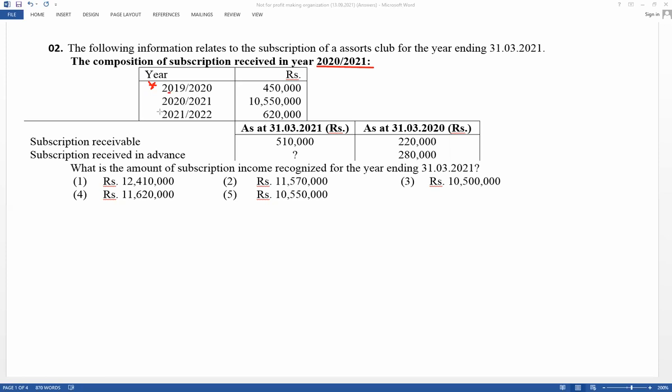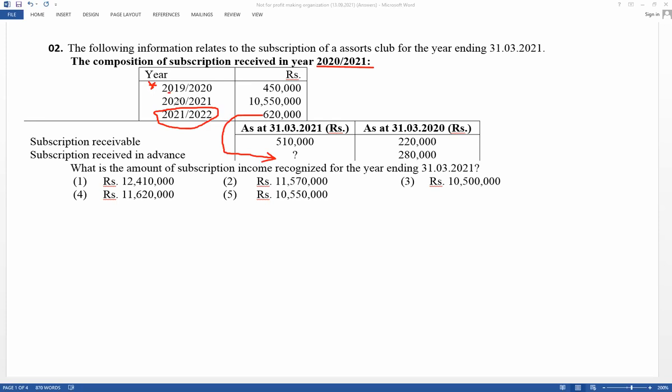Think about this one, very important. It has given subscription received amounts for the 21 and 22 period. This is the next year. Therefore, for next year also subscription received. Therefore, this is the closing balance, subscription received in advance. It has not given clearly.